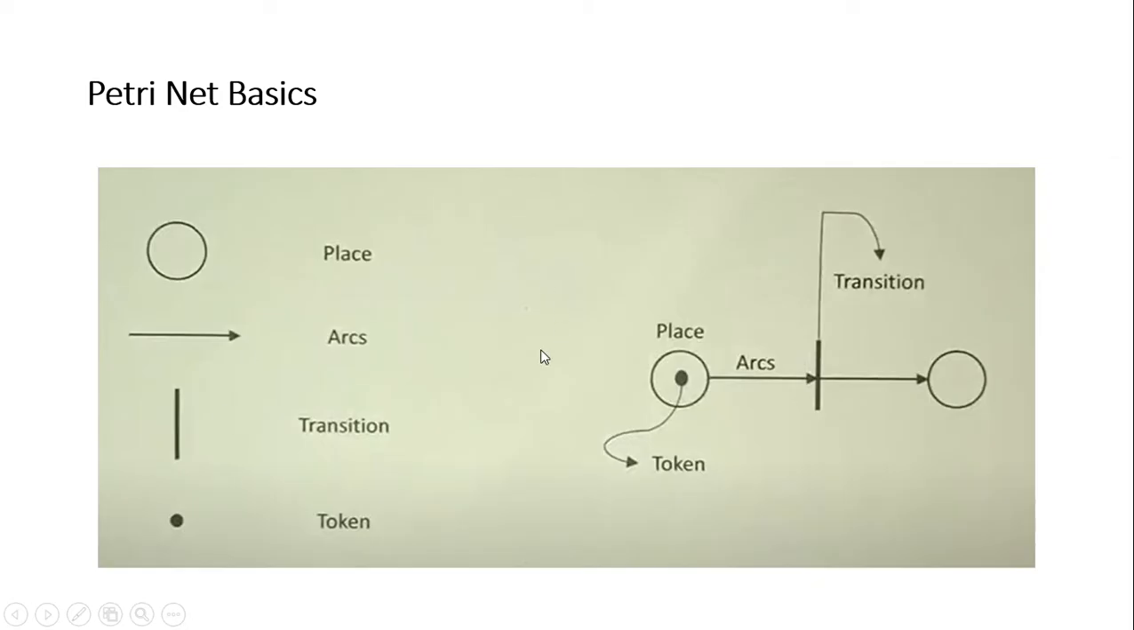And here are Petri Net basics. This circle is called a place, this arrow mark is called an arc, this thing is called a transition, and this dot is called a token. So here is the transition. This means transition, and this arrow mark is an arc. This is a token, and this circle is a place.